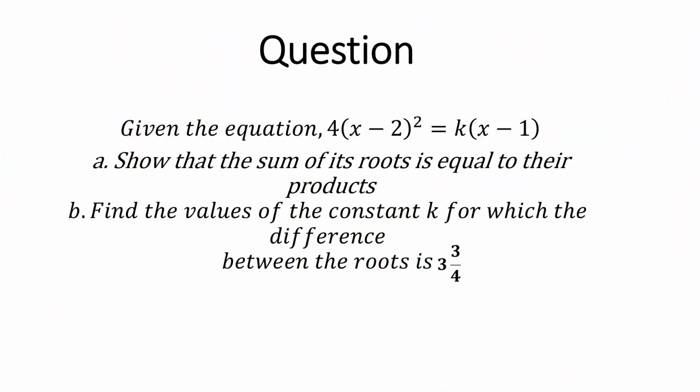Given the equation 4(x − 2)² = k(x − 1), (a) show that the sum of its roots is equal to their product. (b) Find the values of the constant k for which the difference between the roots is 3¾. Let's dive into it.